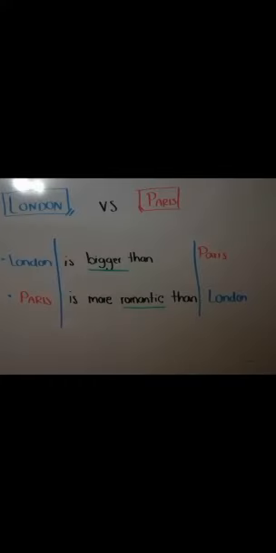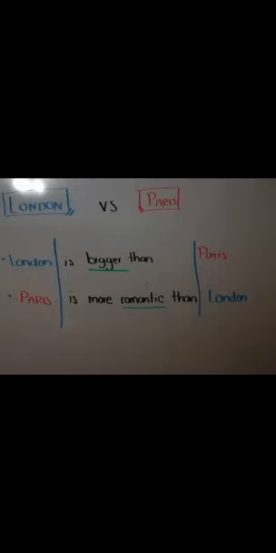London is bigger than Paris, and Paris is more romantic than London. And if you check, I am following the rule. Big, double G, because it's short and consonant, vowel, consonant, bigger. And romantic, 3 syllables. Okay, I have to add more. So it's more romantic than London. I'm following my rules. That's what I'm doing.